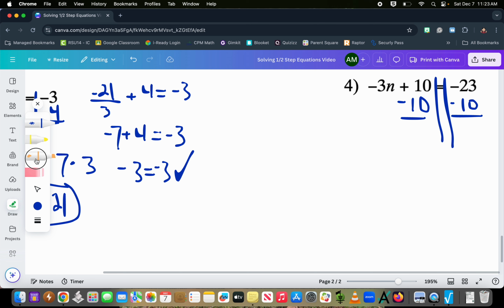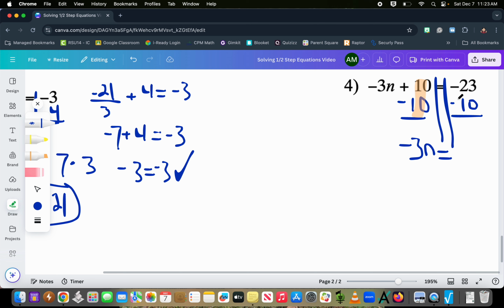So again, on the left side, a 0 pair, meaning they're going to go away. We moved it to this side. We took this 10 and put it on this side. We maintain balance by doing the same thing on both sides. So now I'm just left with negative 3n on the left side equals negative 23 minus 10.